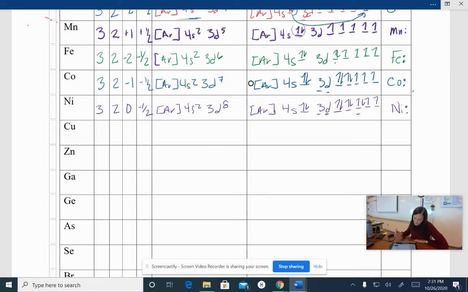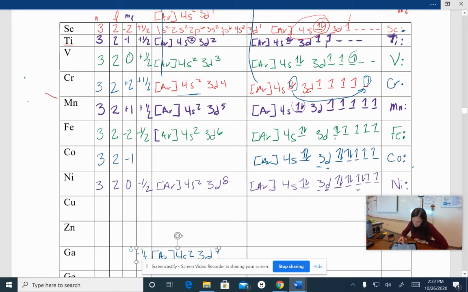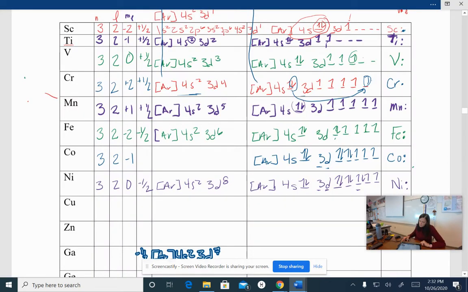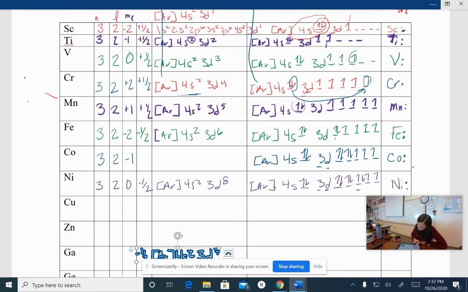Okay? Now, copper does something weird once again. So let's remember this rule here. Things are extremely stable when they are exactly half full or exactly full. Okay, so let's look at copper. If we put in another electron, we can fill in this d orbital and we'll leave only one electron in the 4s orbital. So copper will fill in like this.